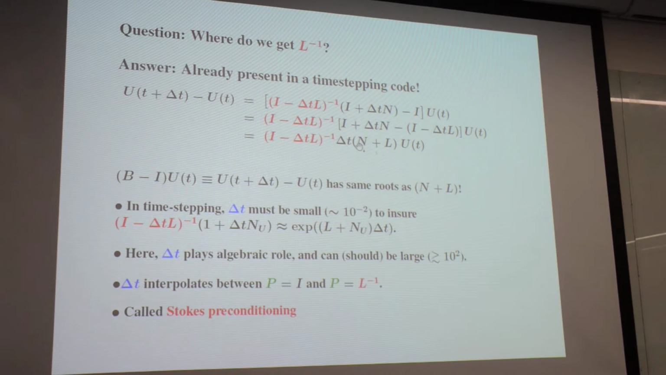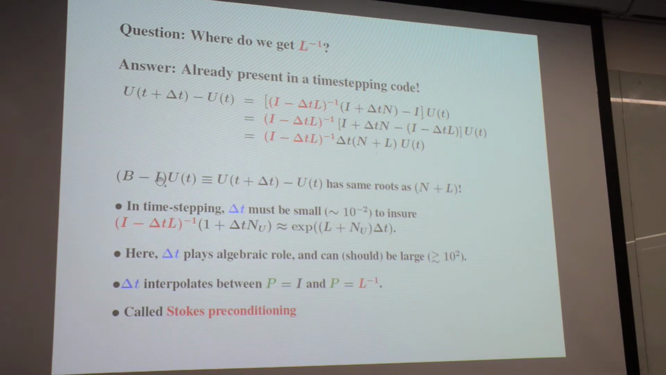So this is telling me that the roots of N plus L, the U such that N plus L on U is zero, are the same as those which are not changed by one of these implicit-explicit Euler time steps. Just this equation here. The roots of N plus L are the same as the roots of B minus I, as I call it. Same roots. So maybe we should find roots of B minus I.